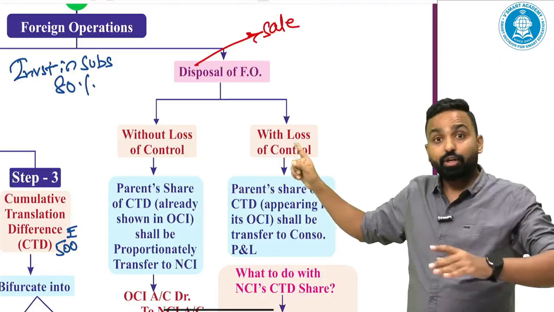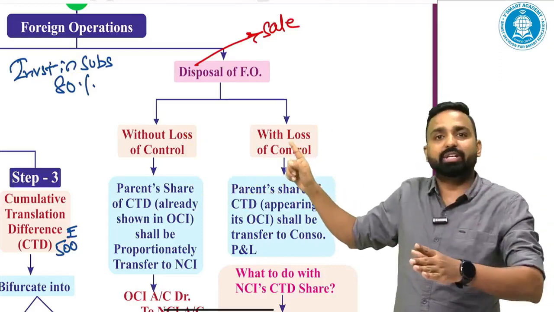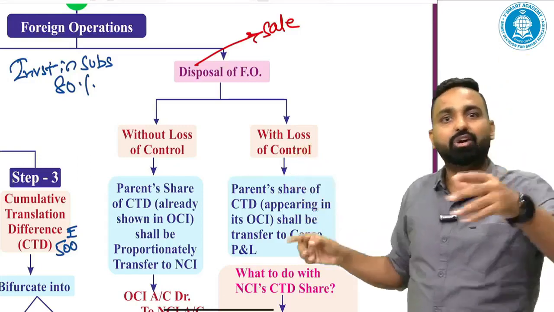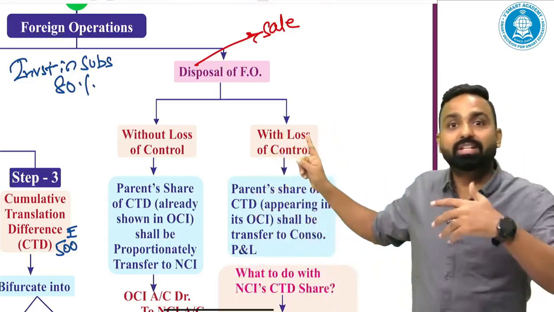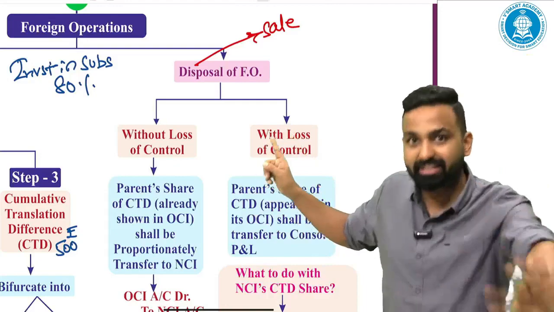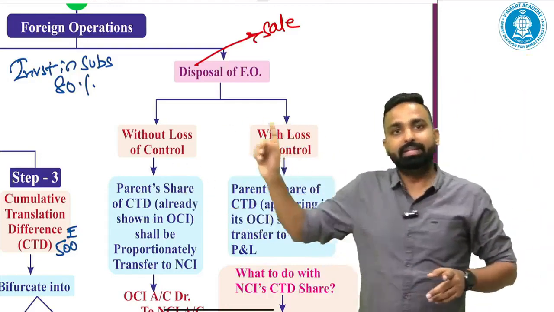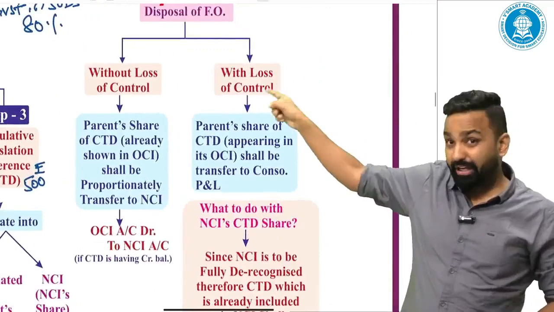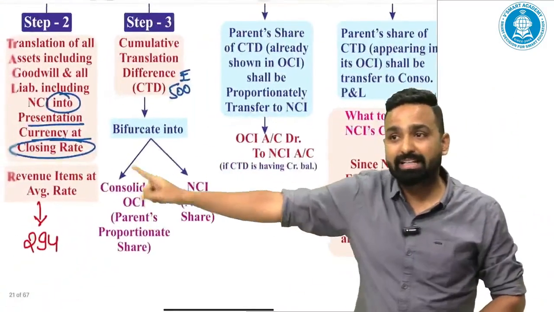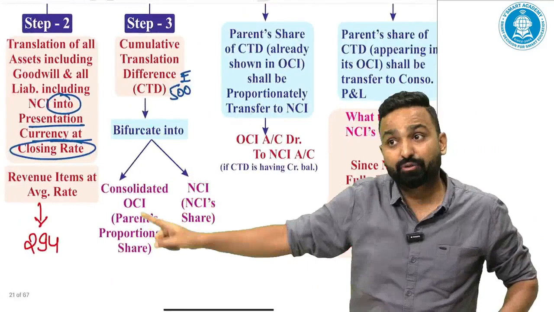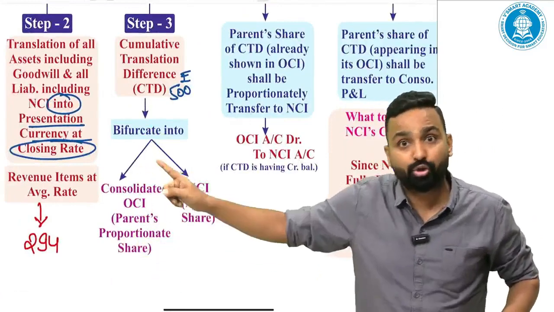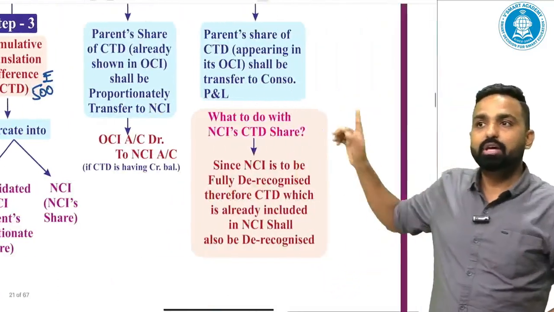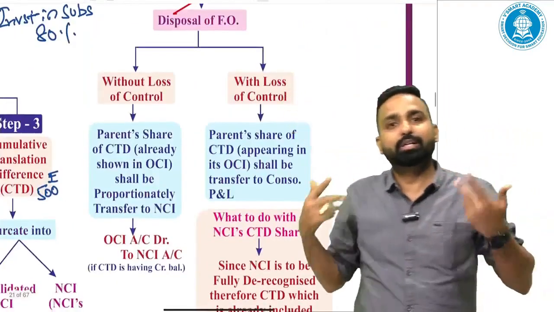The next. You are having 80% share in the subsidiary and you are selling entire 80%, or you are selling 70%. Now you have only 10%. So technically you are selling the subsidiary with losing the control. What will happen in that case? Simple. If you are losing the control, the entire exchange difference, which was earlier accumulated in parents' OCI, will be reclassified to P&L. Because finally, the foreign operation has been disposed of.